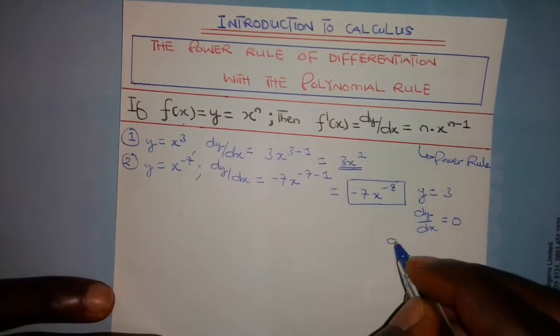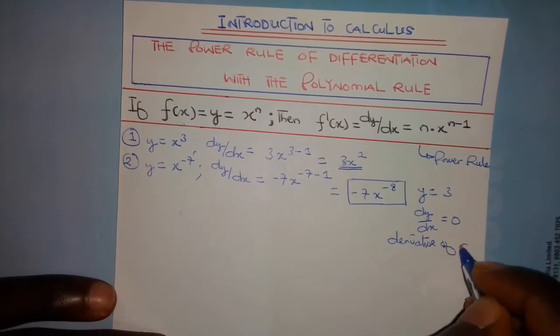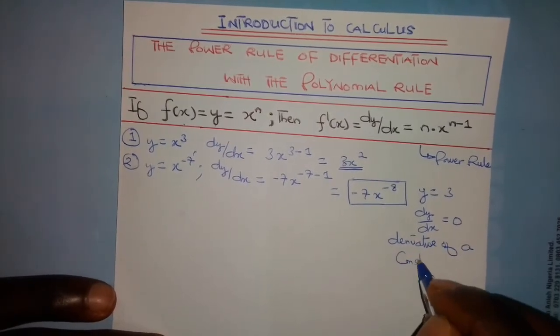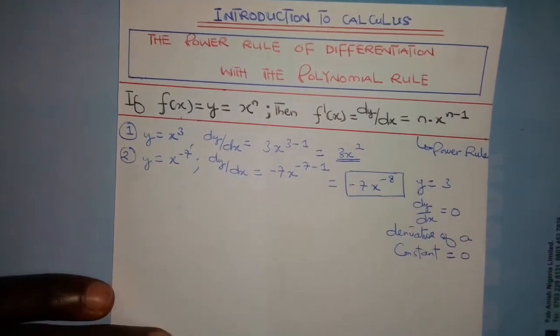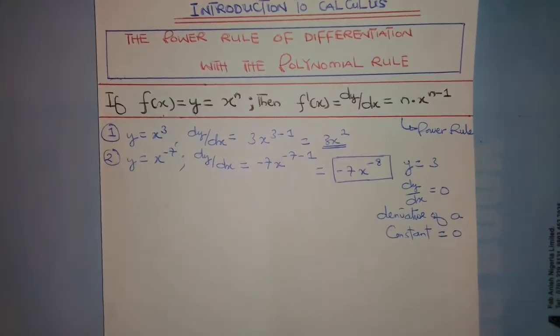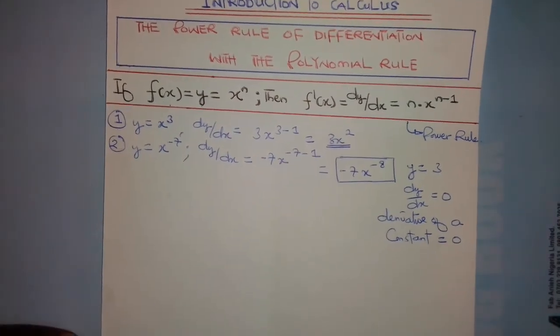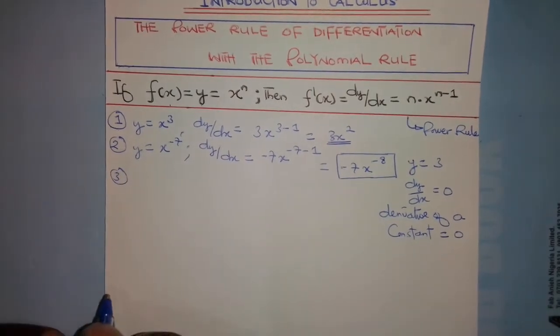So know that the derivative of a constant is equal to 0. So if you were differentiating any constant, make sure to remember that the derivative of that constant is going to be equal to 0. Now try this on your own.